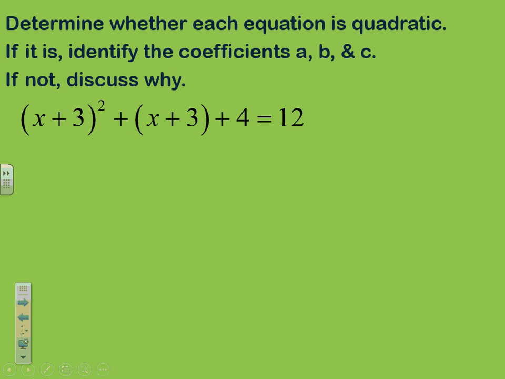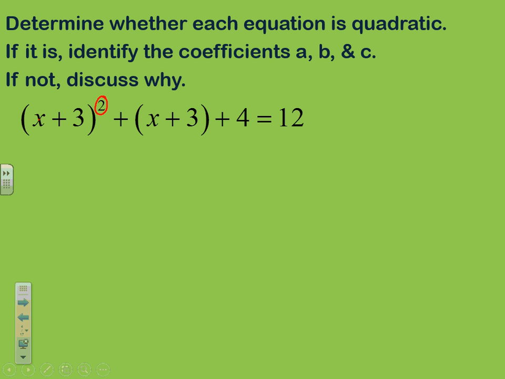Let's see, what are we going to get here? So we have this equation, x plus 3 squared plus x plus 3 plus 4 is equal to 12. Now, what it's going to say is, first of all, determine if it's quadratic. Now, I can tell right away, because inside of the first parenthesis on the left, the one that says x plus 3 squared, this is going to get FOILed out. But because the exponent here is a 2, that's the largest exponent anywhere in the entire problem, this is going to be a quadratic equation.